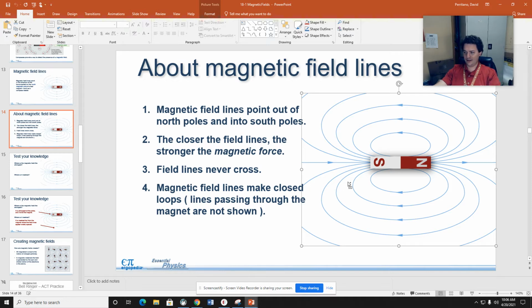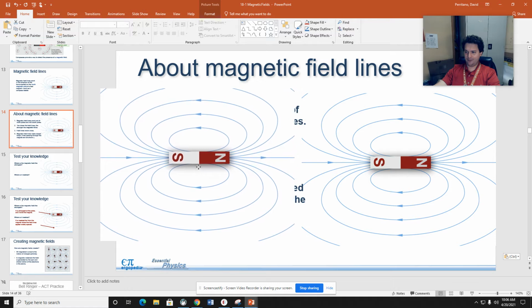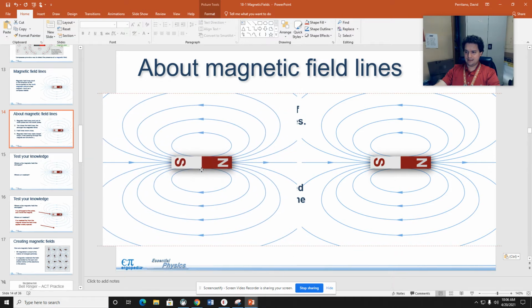Now let me see if I can copy and paste this. Take a look. If I bring two magnets near each other, opposite sides, south and north, this shows why opposites attract. Look at these arrows going in the same direction.